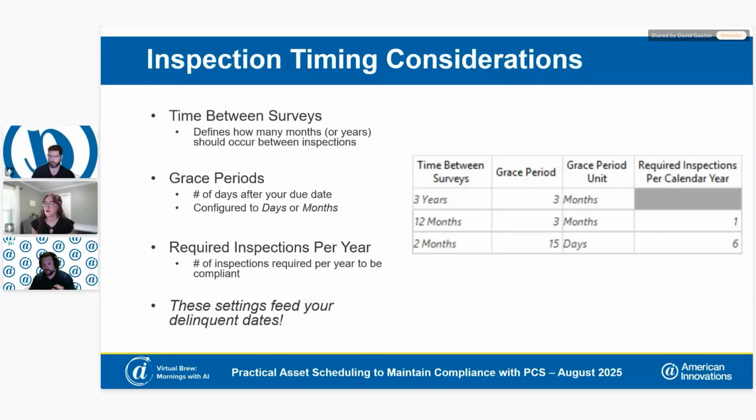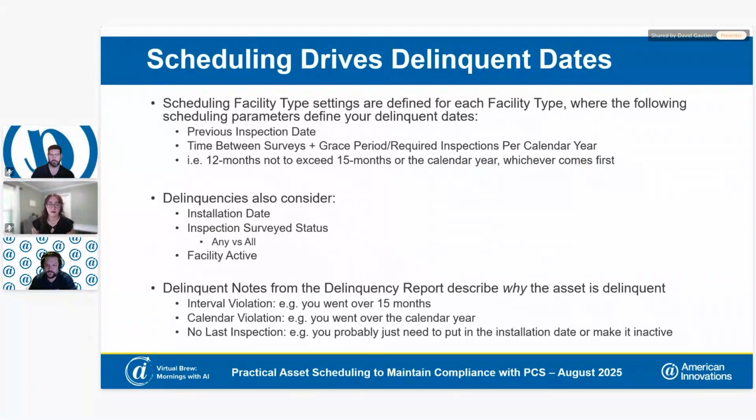So where does it overlap, right? And how do schedules differ from delinquencies? Delinquent dates, they do come straight from your schedule settings. Every single facility in PCS is always going to have a scheduling facility type so that we can determine the delinquent date. But delinquent dates don't focus primarily on if you're doing things when you're supposed to do them. They only focus on that drop dead compliance due date.